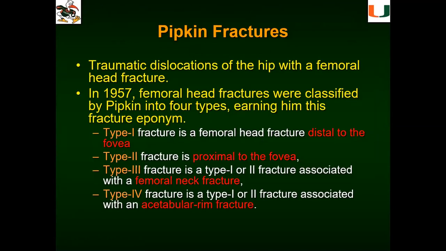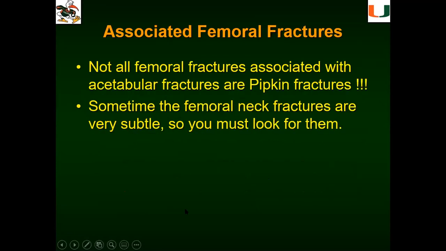They imply a traumatic dislocation of the hip with concomitant acetabulum and femoral head fractures, initially described in the 1950s. And Pipkin described four main types depending on where that femoral head fracture fell with regards to the fovea. So the type ones are femoral head fractures that are distal to the fovea. The type twos are fractures that are proximal to the fovea. The type three is a type one or a type two with an associated femoral neck fracture. And then finally, the type four is a type one or two with an associated acetabular rim fracture.